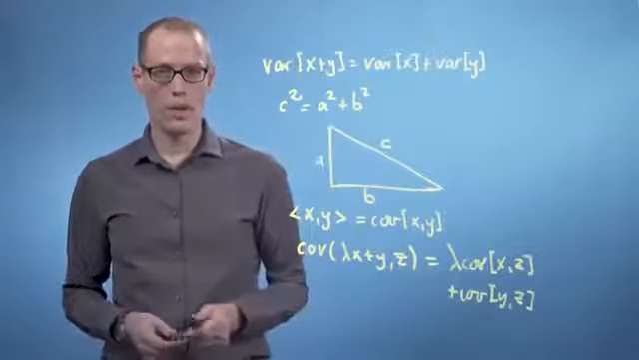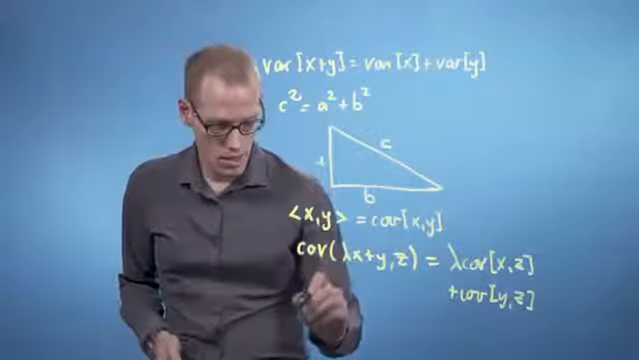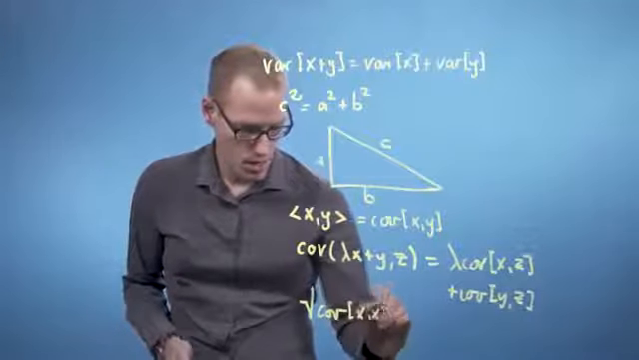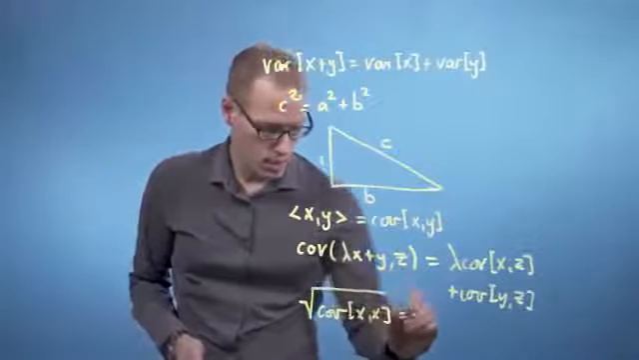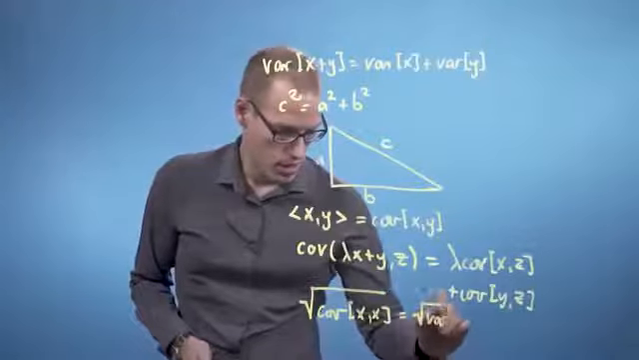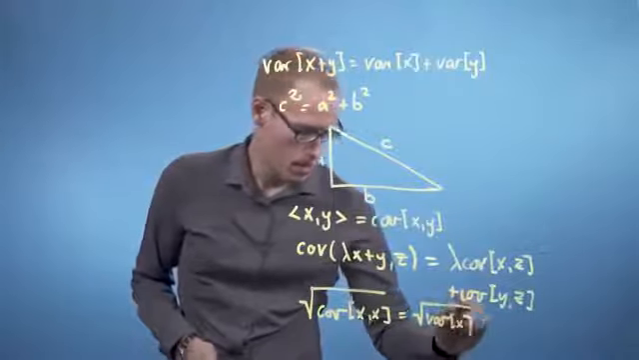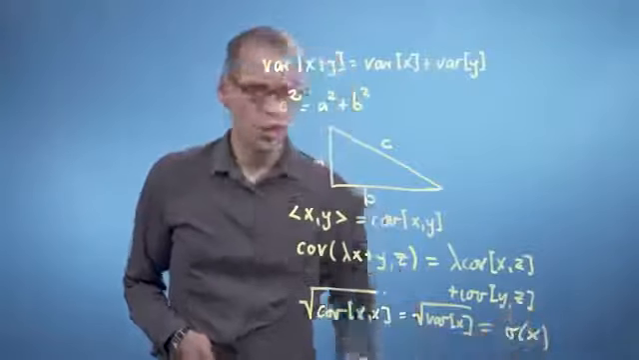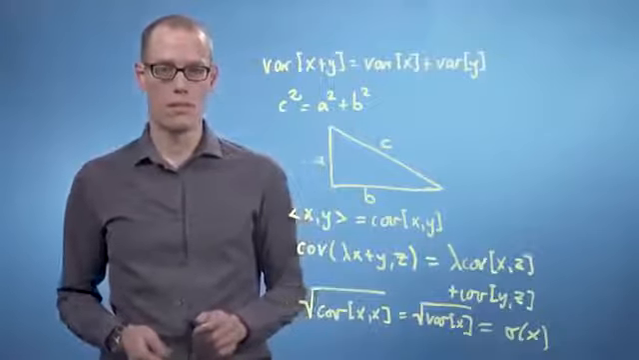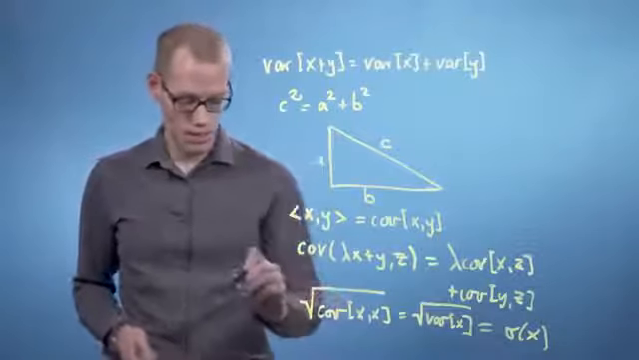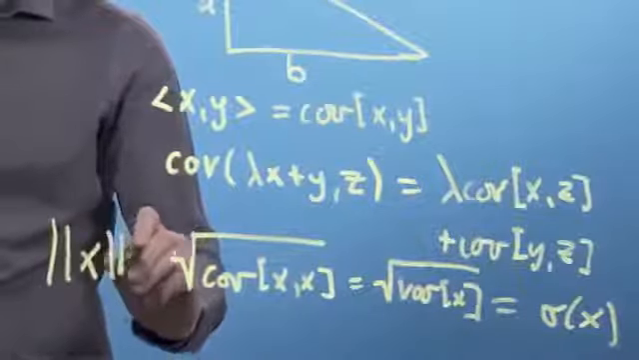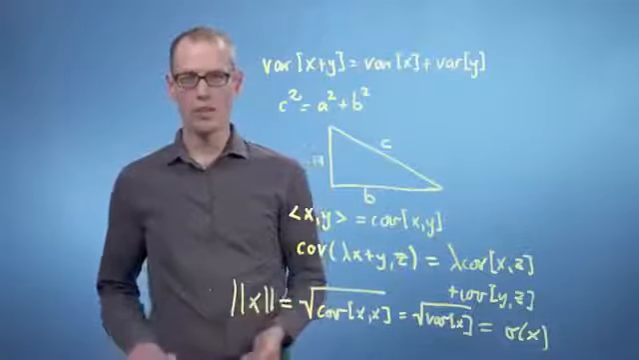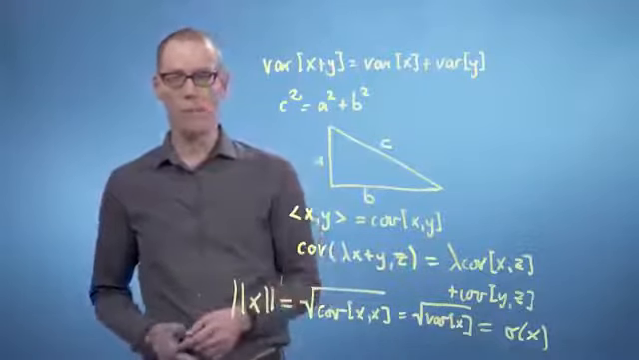And if the length of a random variable is the square root of the covariance of x with itself, which is the square root of the variance of x, then this is the standard deviation of the random variable x. So this is the length of a random variable. Therefore, the zero vector is a vector that has no uncertainty. That means standard deviation is 0.